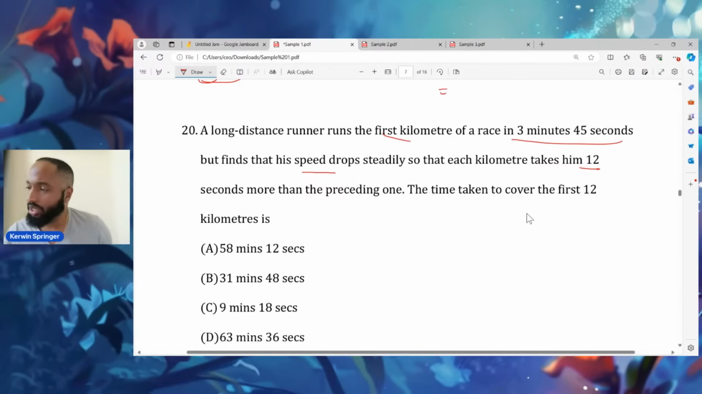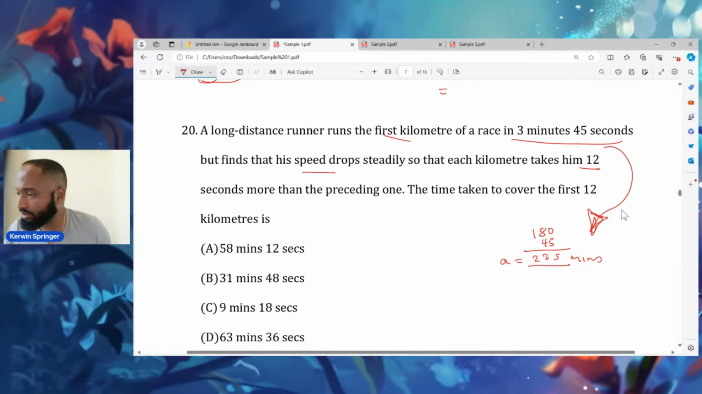Time taken to cover. So we had to change it to seconds and then change it back to minutes and seconds. Fine. That's the main task in this question. So 3 minutes is 180, plus 45 is 225 seconds, which is 3 minutes 45 seconds. That's your a. And your common difference is 12 seconds. And you want the time for the first 12 terms. So in other words, you want the sum of the first 12 terms.